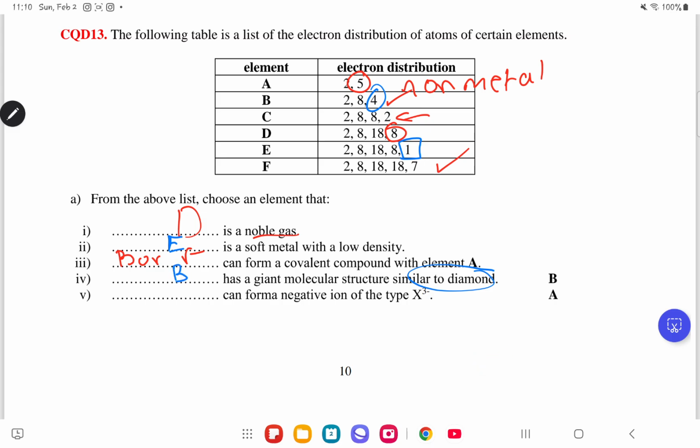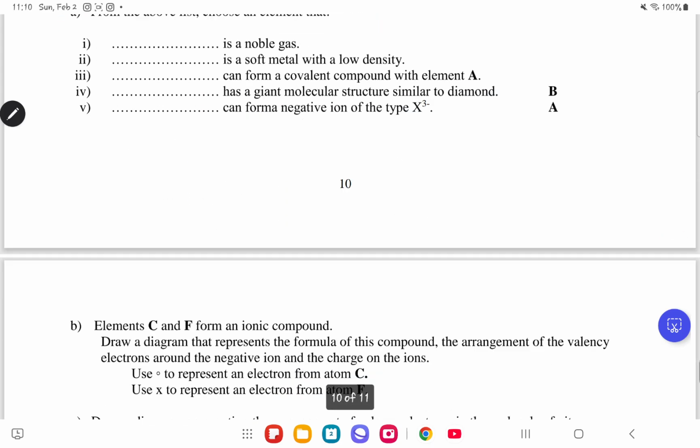Moving on to the last question. Can form negative ions of the type X3-. That means it just needs to gain 3 electrons. It will have the noble gas configuration. So our answer is A. So D, E, B or F, B and A.